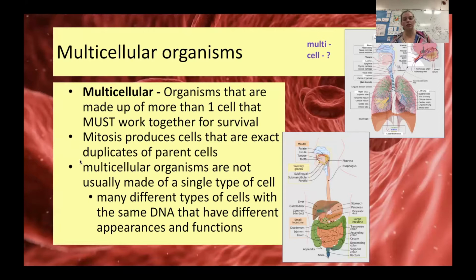So multicellular organisms are not made of a single type of cell. They have many different types doing specific things. For example, we have cells in our lungs that are specialized to take in oxygen and get rid of carbon dioxide. We have cells in our stomach that are specialized to secrete acid and break down materials coming into the digestive tract. So multicellular organisms have many different types of cells, all doing different functions, but all necessary for that organism to survive.